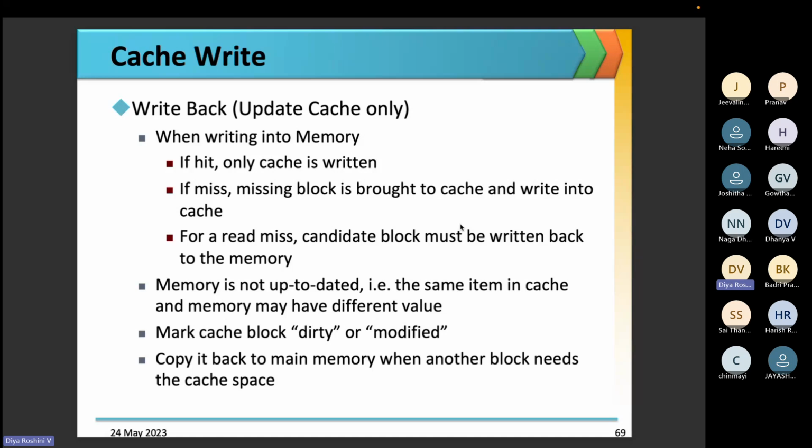It's not given in this PPT, it's there in Carl Hamilton. So I'm just mentioning it here. Maybe note it down somewhere. I'm sorry I could not make anything ready. But yeah, it's called load through when you bring it directly to the processor without bringing it to the cache.